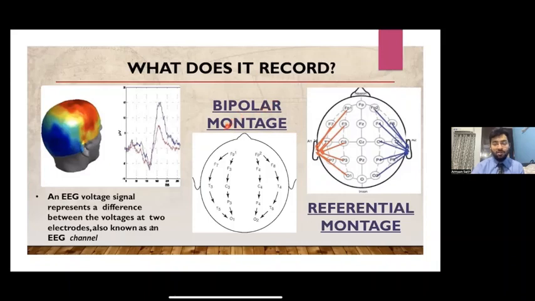The bipolar montage measures the voltage difference between two consecutive electrodes. For example, the voltage difference between, say, F8 and FP2 or T4 and F8. A referential montage, on the other hand, measures the voltage difference between a scalp electrode and a reference electrode. A reference electrode is basically an inactive electrode. That is the A1 and the A2, which are placed over the ears. So a referential montage would, say, be one which measures the voltage difference between C3 and A1. So these are the different montages.